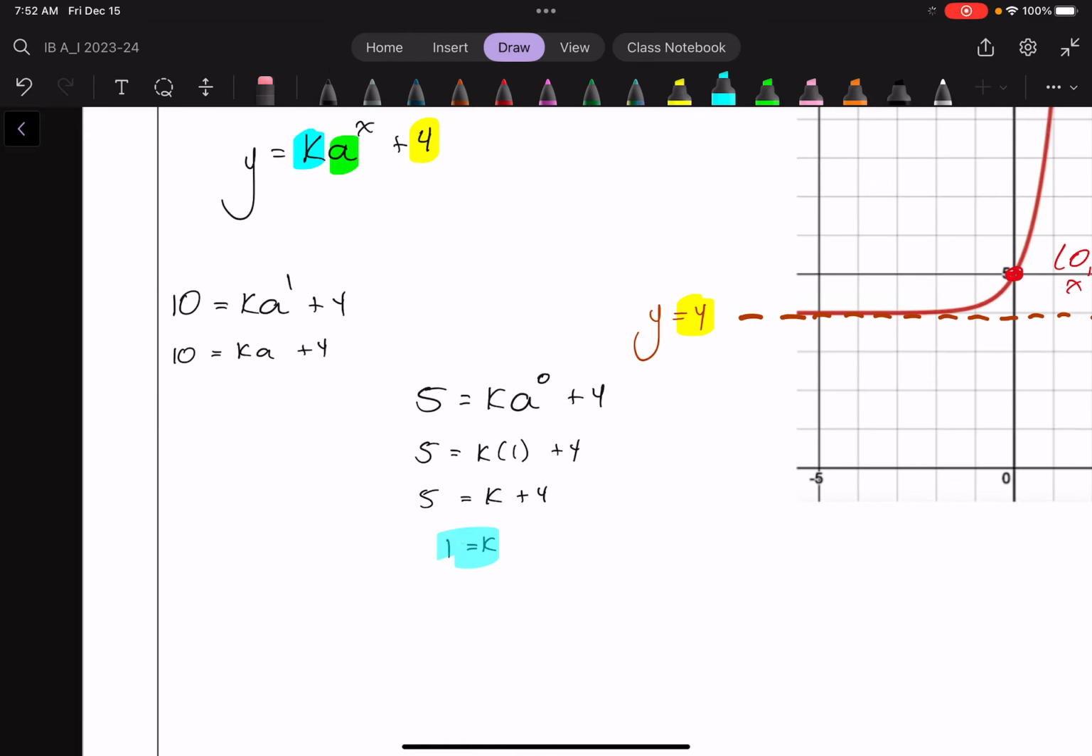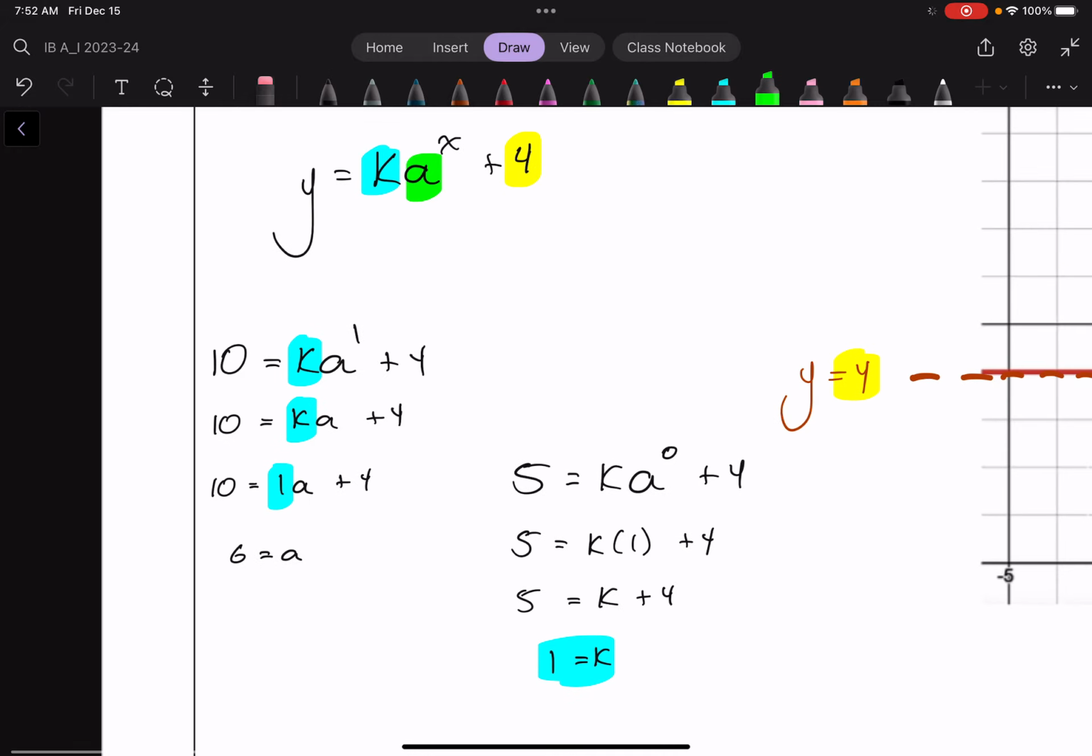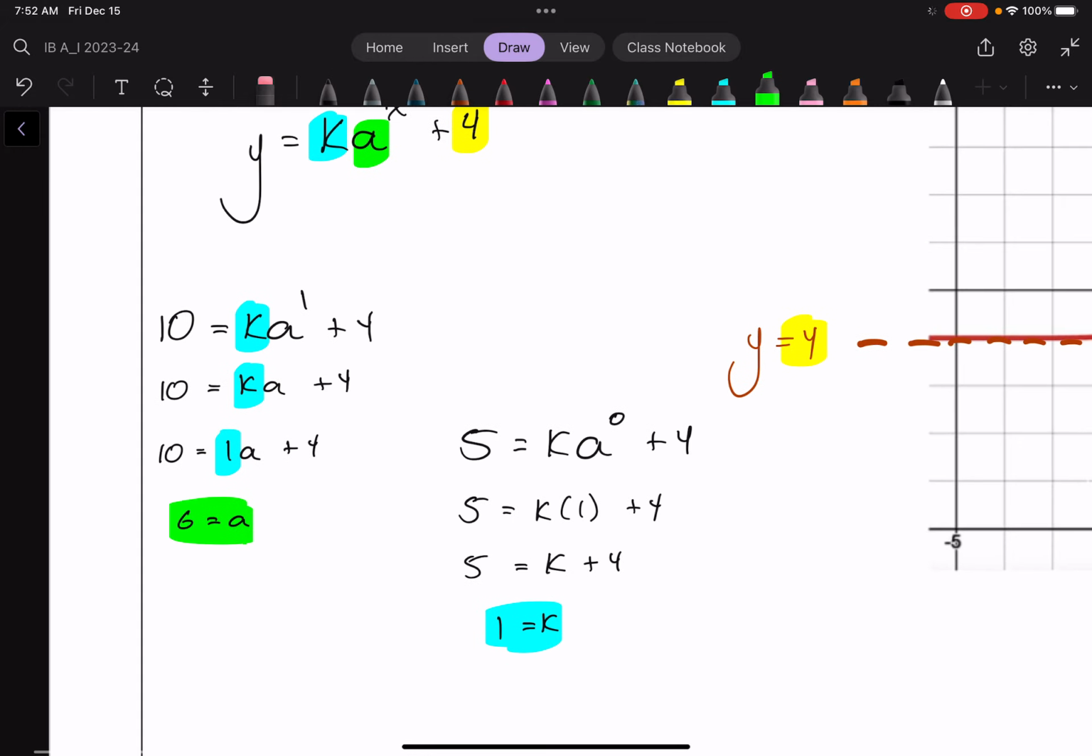And so now that I know k, I can go back to what I had before, and I can change that k there to a 1. So I have 10 equals just 1 times a plus 4. And so clearly I can now solve for a: subtract 4 from both sides, and so a must equal 6. And so now I know all aspects of my equation.